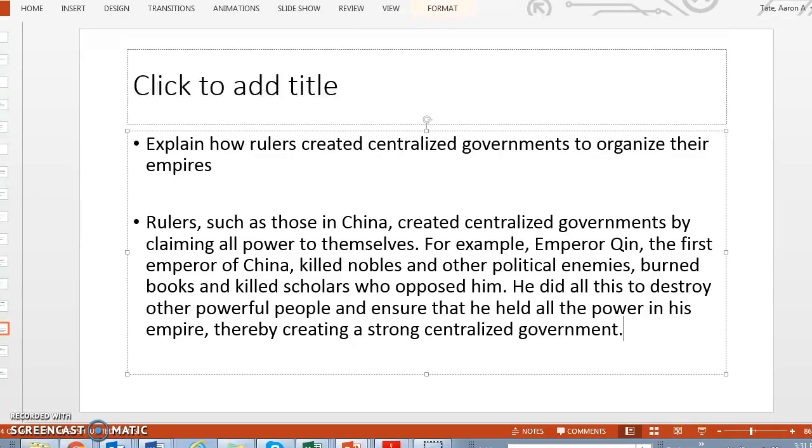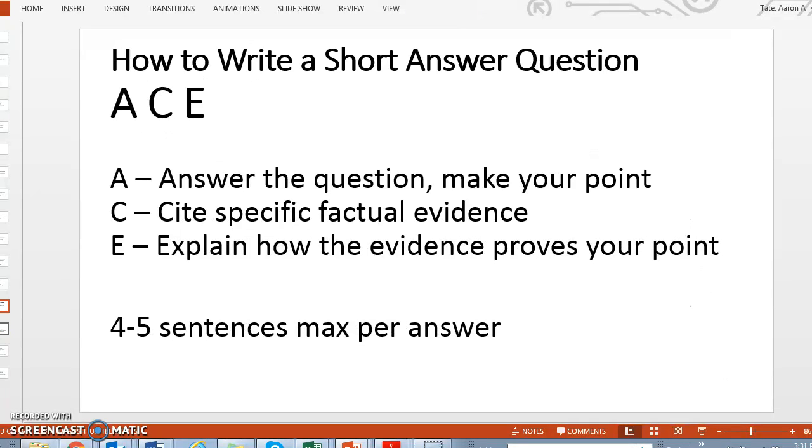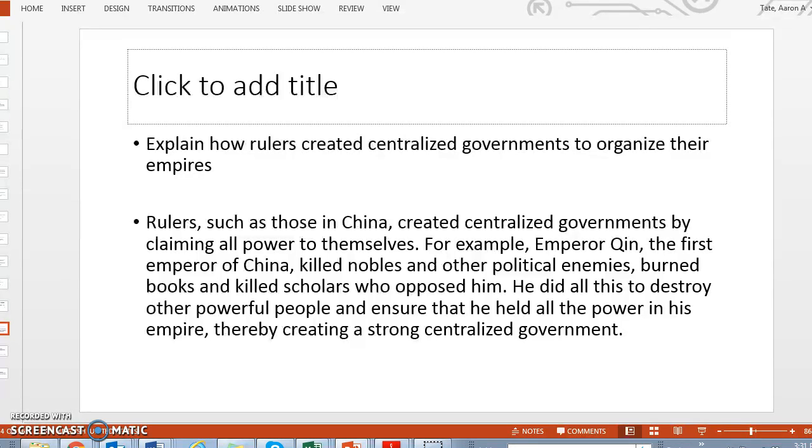So A is my first sentence, address the question. Remember back here, answer the question, address the question, make your point. Rulers, such as those in China, created centralized governments by claiming all power to themselves. Okay, I answered the question.